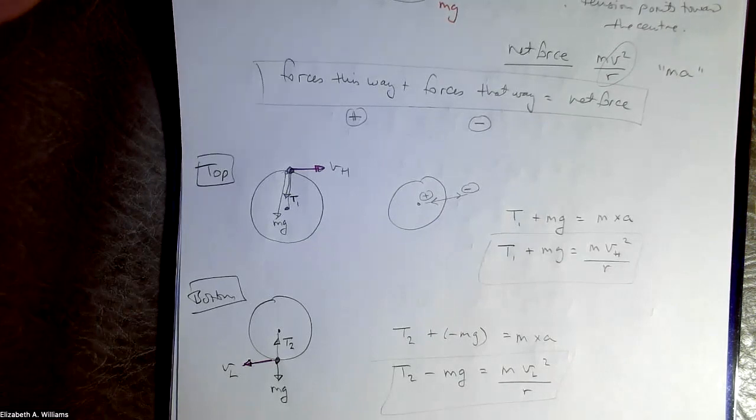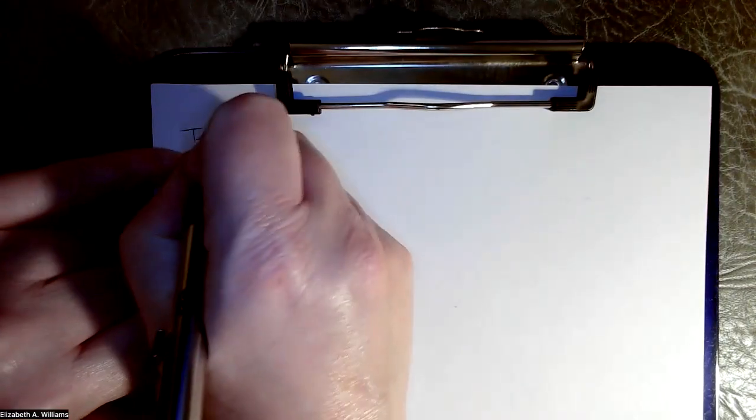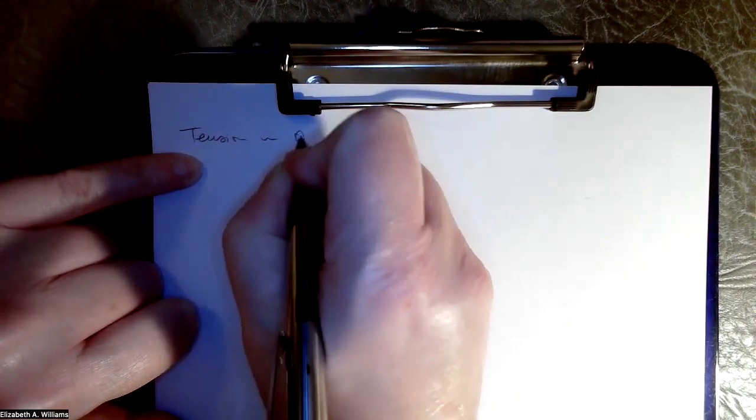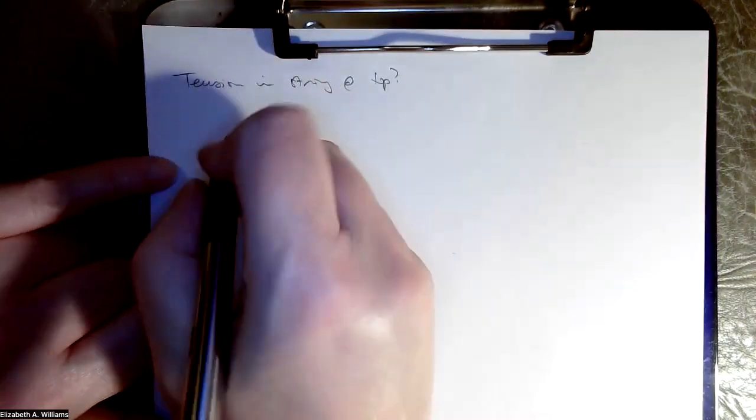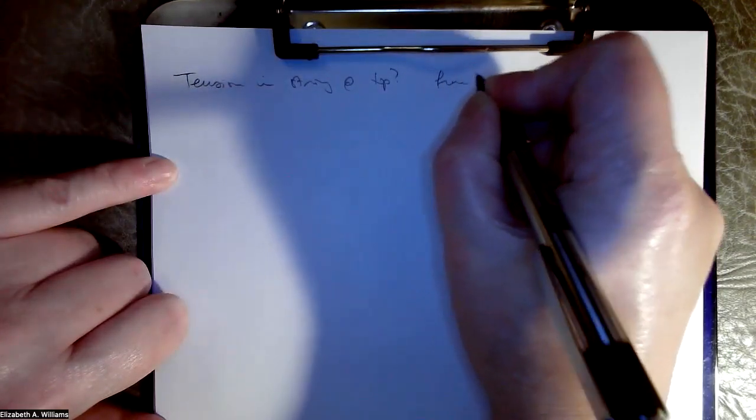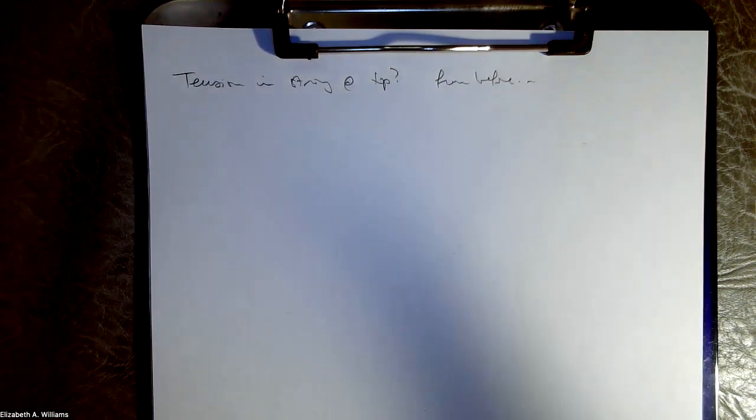Okay, not so bad. Okay, so tension at the top. Tension in the string at the top of the circle. Okay, well, from before, it's quite good. You can rewind the video. Go copy it down if you didn't do it before.